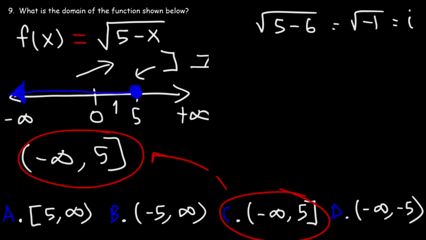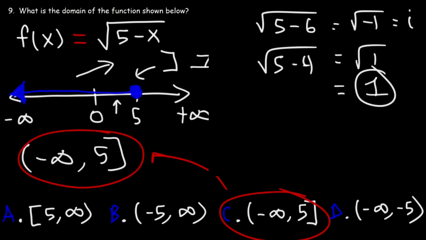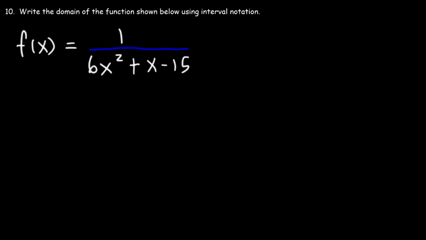But if we pick a number less than 5, like 4, then it works. 5 minus 4 is 1. The square root of 1 is a real number, 1. And so you could check your answer to see if it makes sense. Your answer should include all the possible values of x that can go into this formula or into that function.